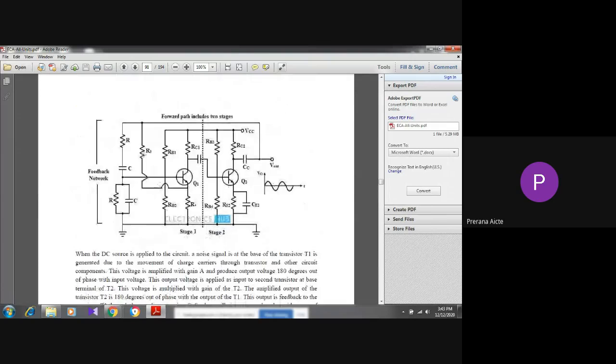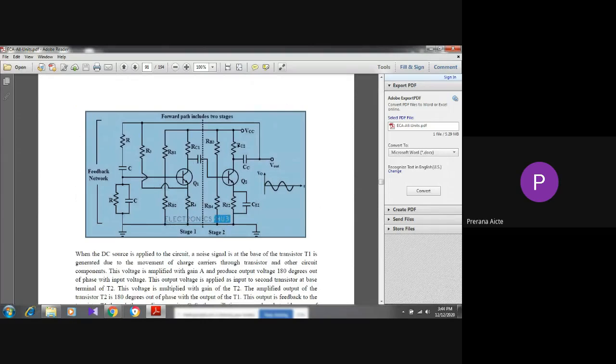See, this is the circuit diagram of the transistorized Wien bridge oscillator. This part is a two-stage amplifier. From this two-stage amplifier, you are getting 0 degrees phase shift. From the feedback network, you are getting 0 degrees phase shift. Total phase shift is 0 degrees. And this is the theory part.